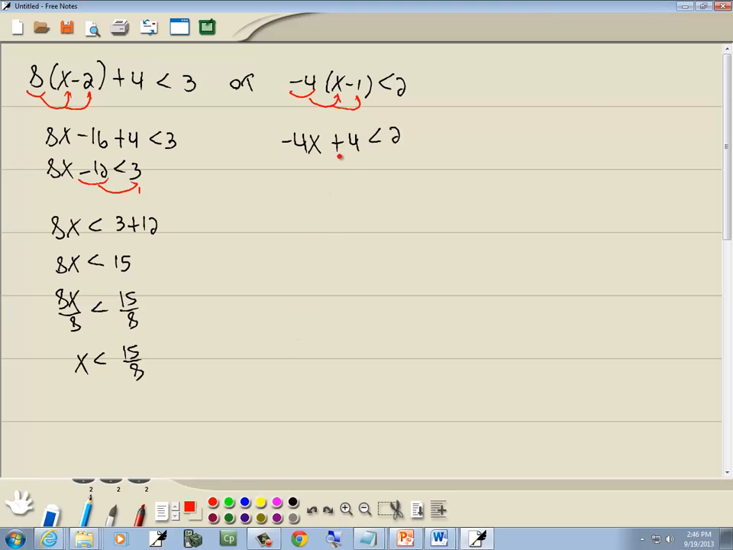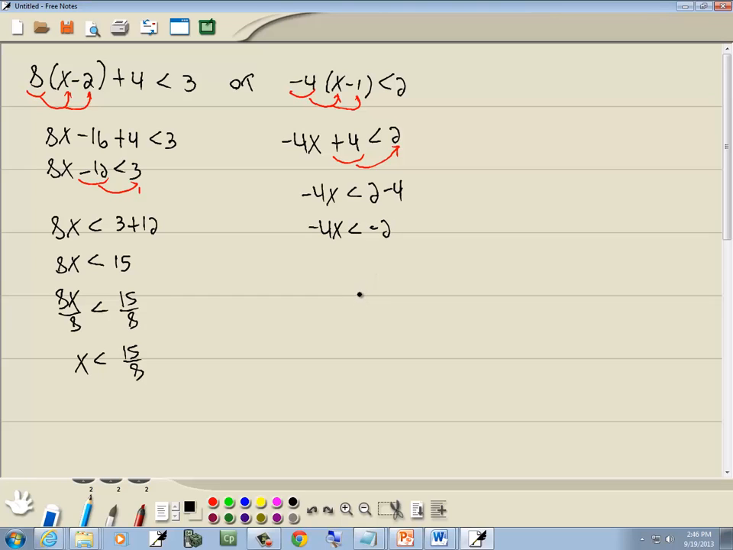Don't have any. Third step, get everything with x on the left side, numbers on the right. So I'll take the 4 and move it to the right side. And we got negative 4x is less than 2 minus 4. Combine numbers at any step. 2 minus 4 is negative 2.